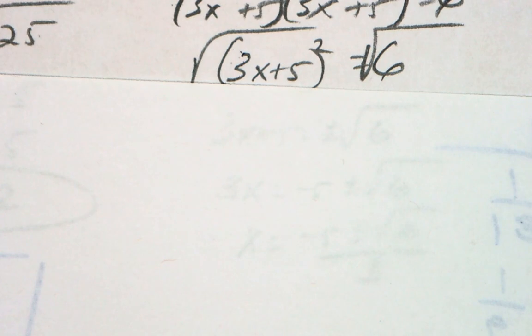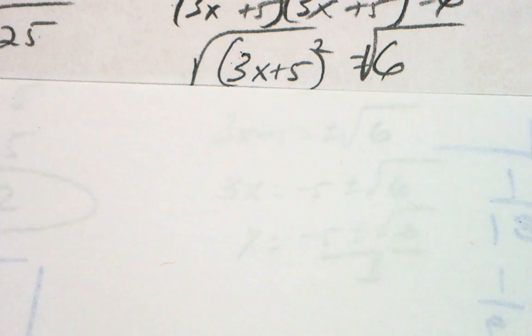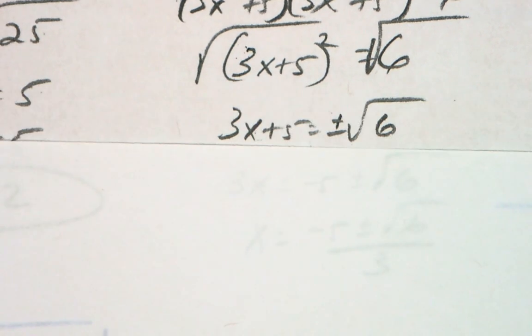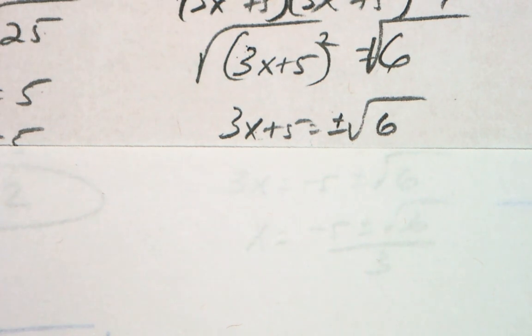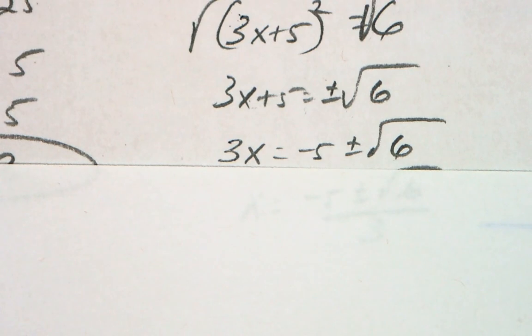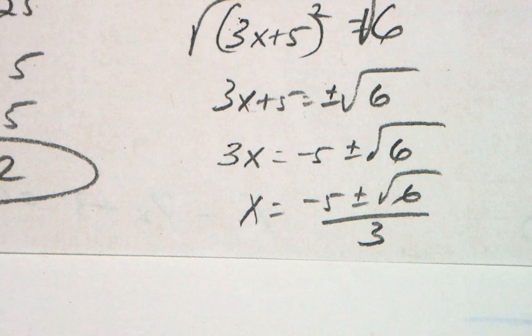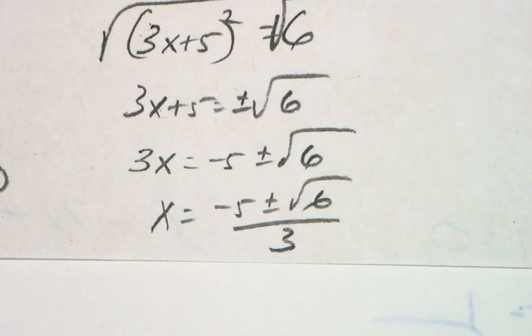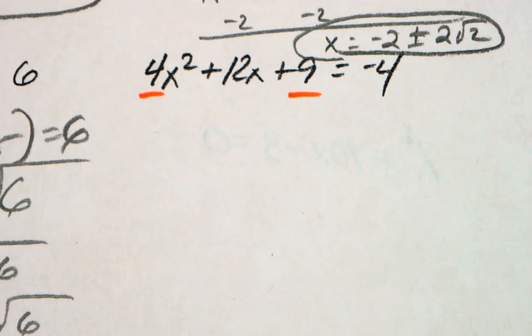Trying to keep an eye on you guys, see if you're about done. But I've been waiting too long in some cases. So here we go. I square root both sides, so I get 3x plus 5 equals plus or minus square root of 6. What do I do next? Subtract 5. What do I do next? Divide by 3. And there we go. Can I cancel my 6 and my 3? I can't. One's a square root, and the other one is not. Okay? Last one, do it on your own.